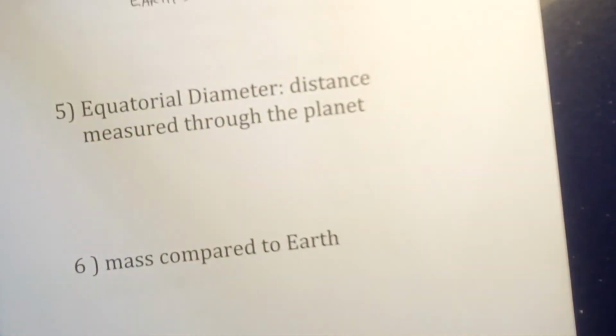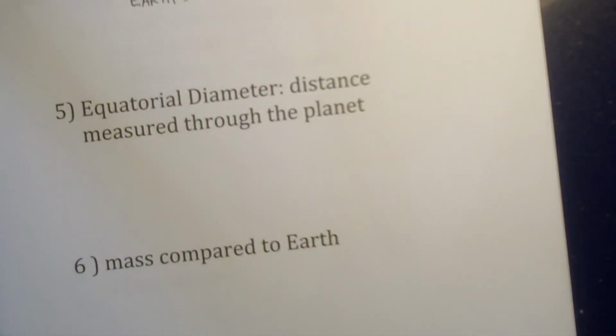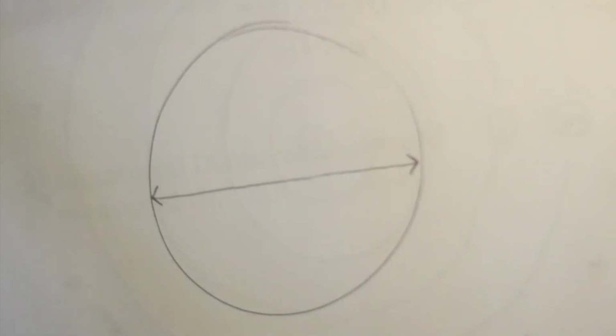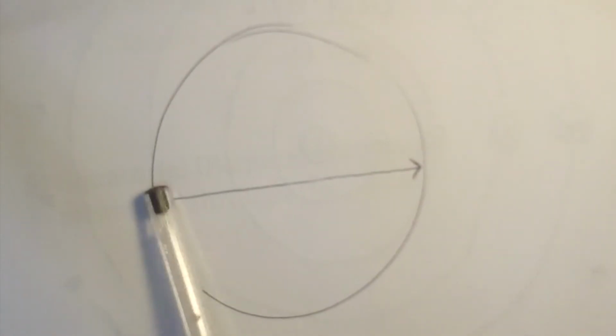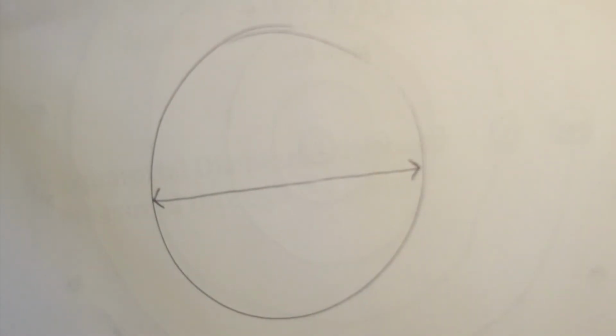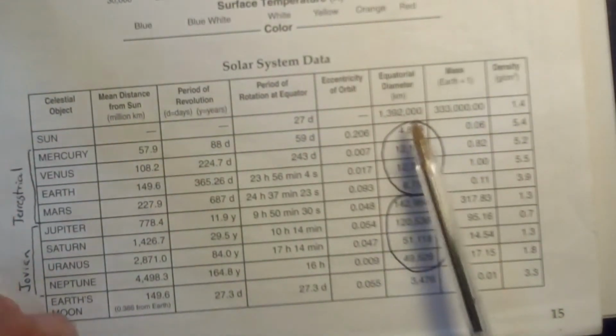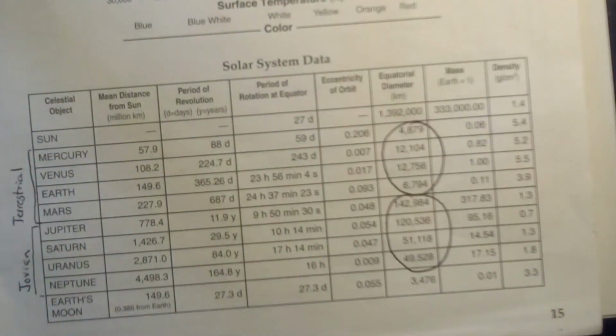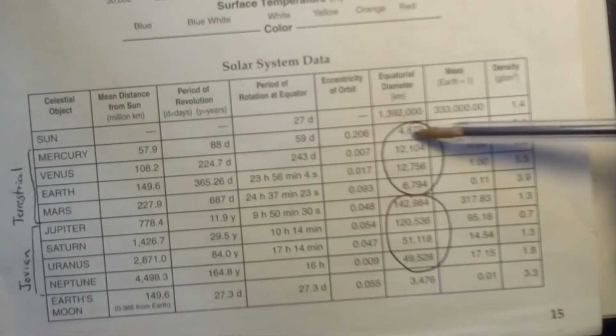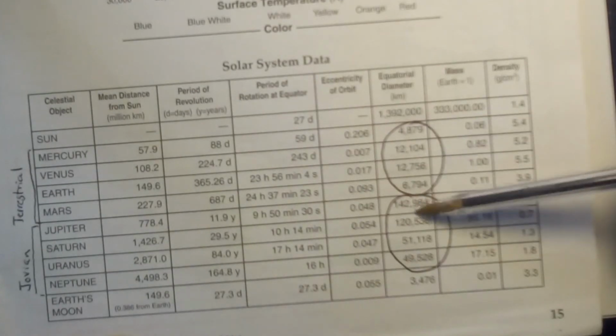Getting back to the notes, equatorial diameter, the distance measured through the planet, is the size of the planet measured across the planet. So equatorial diameter is the distance of the planet from one side to the other through the equator. So equatorial diameter here is measured in kilometers, and you can see how large the sun is in kilometers. 1,392,000 kilometers.